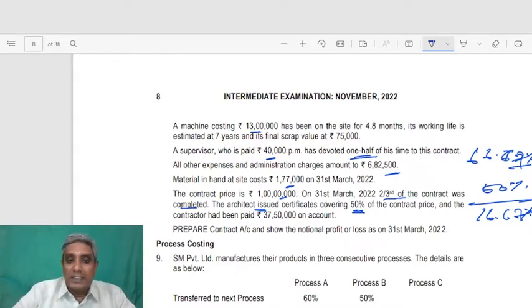Now the contractor has paid the cash amount, which is 37,50,000. This is not relevant. Cash paid details is not relevant for our contract account preparation. Yes, if we are preparing contractee account, it is relevant. This one is not relevant. Now prepare a contract account, show notional profit. Clear, my dear students? Great.